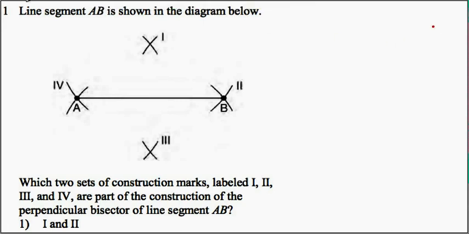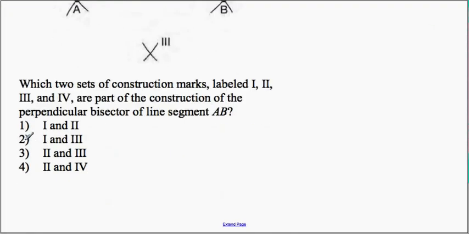Here we have line segment AB shown in the diagram below, with two sets of construction marks labeled 1, 2, and 3, which are part of a construction of the perpendicular bisector. The perpendicular bisector would have been coming down through the middle, so we are looking at marks 1 and 3. That becomes our answer. Choice 2 becomes the answer.